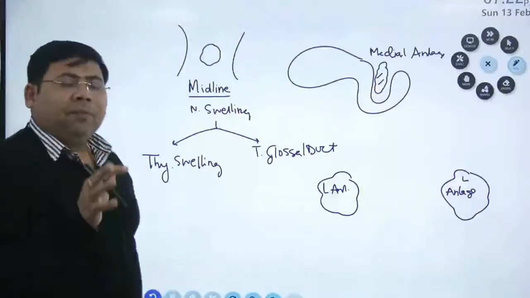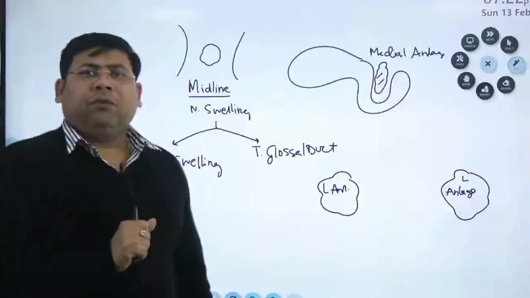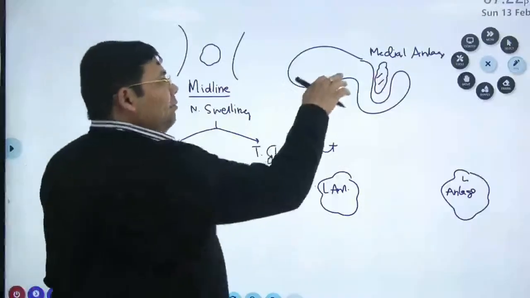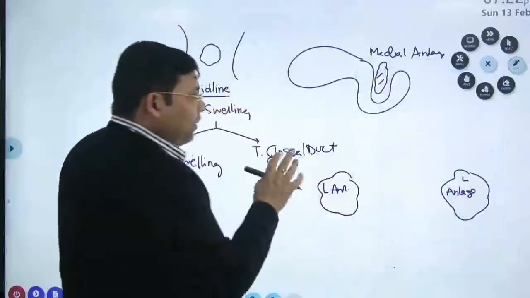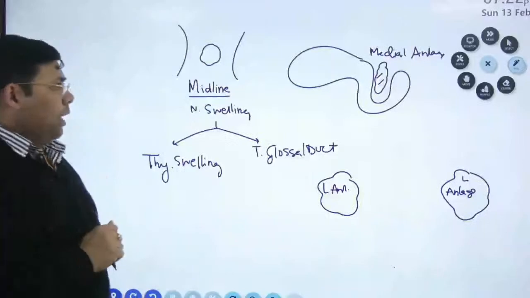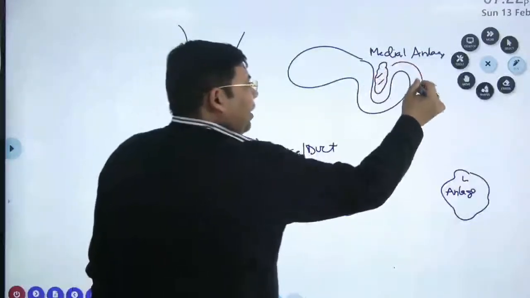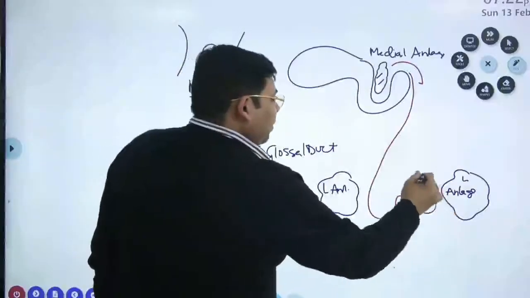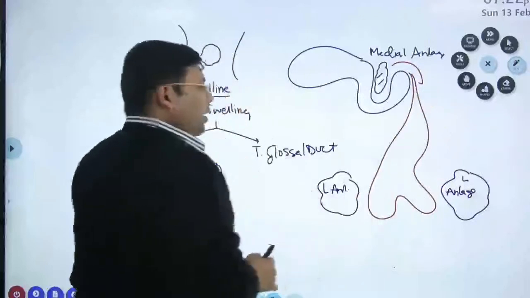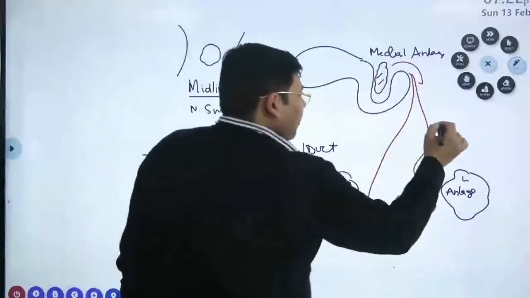Remember, the lateral part is derived from the ultimobranchial bodies of the neural crest, and it is the medial part which helps in the main development. Now try to understand why I am telling this story. We'll come back to that. So it is the medial anlage which gets extended into a bilobed peduncle. You can say pedicle. So this is a bilobed pedicle.